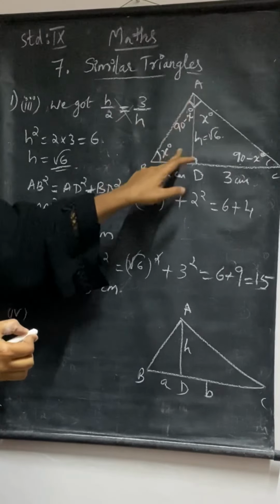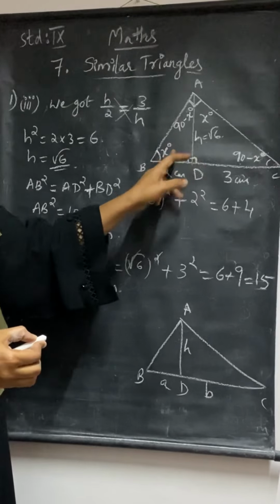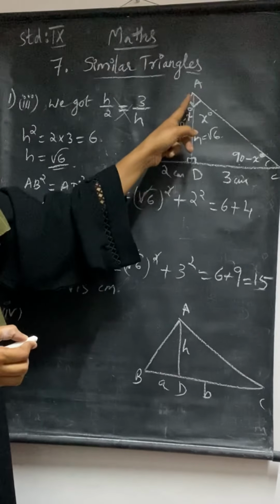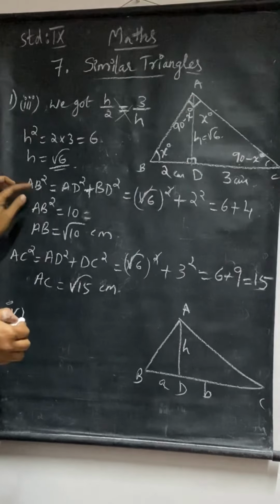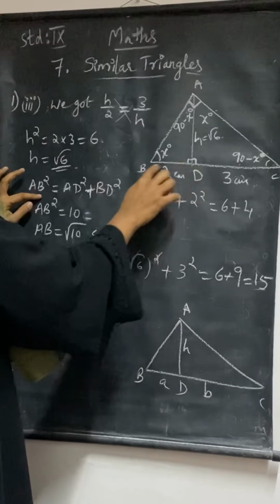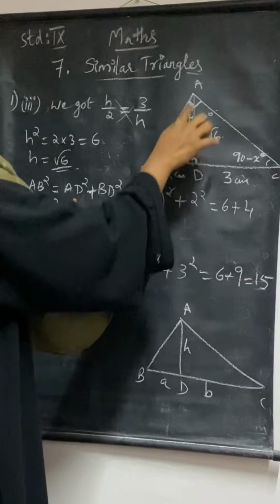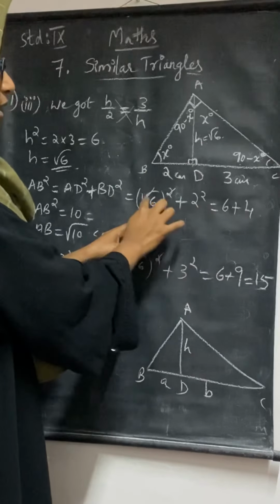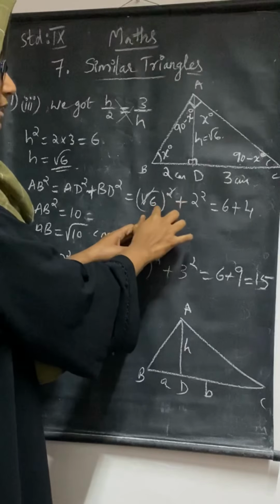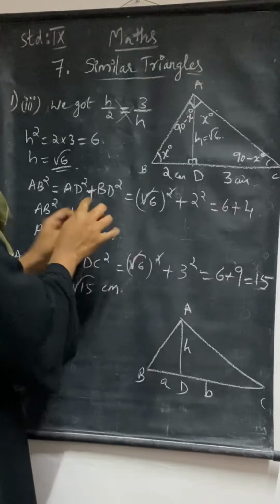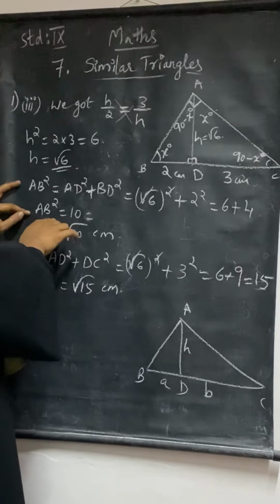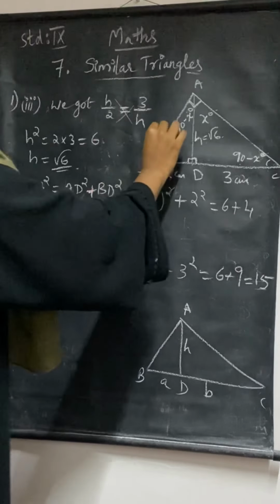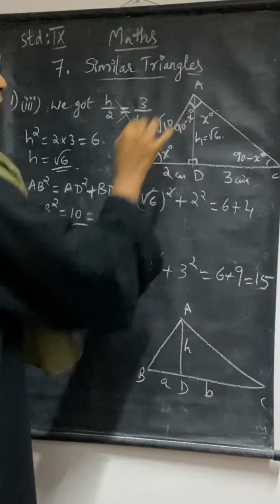Now you can take triangle ABD. In that, AB is the hypotenuse, equal to perpendicular square plus base square. So AB squared is equal to AD squared plus BD squared. AD is root 6, whole squared, plus BD 2 squared. Root and square will cancel, 6 plus 4 is 10. So AB squared is 10, and AB is the square root of 10. Square root of 10 you got.